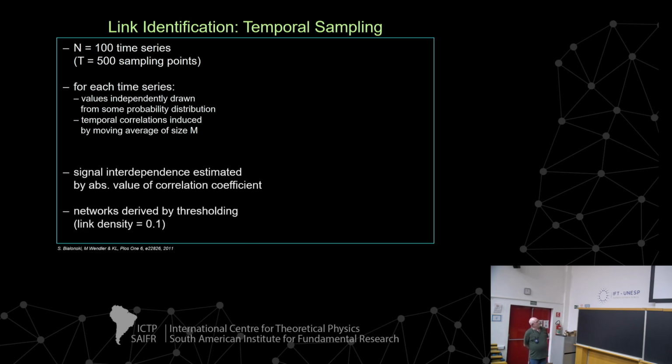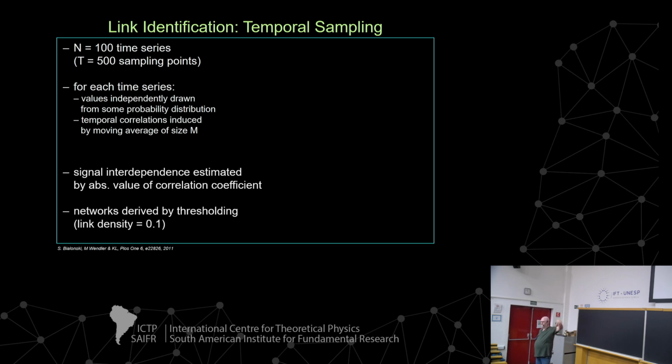So the signal interdependence, we do this here now with the correlation coefficient, just to show what is going on. That affects almost any other measure, irrespective of what you do. This is a general problem. And then we derive networks from these.